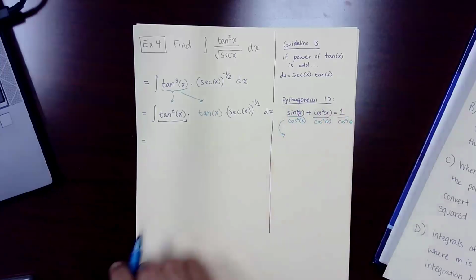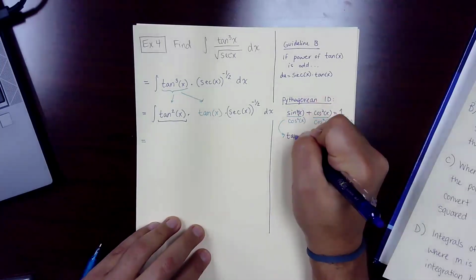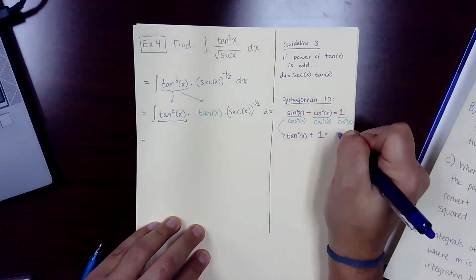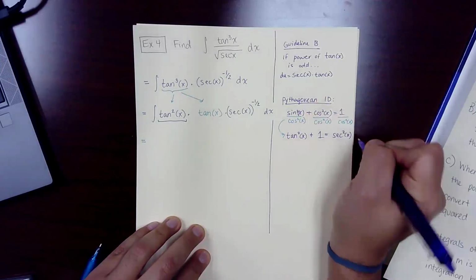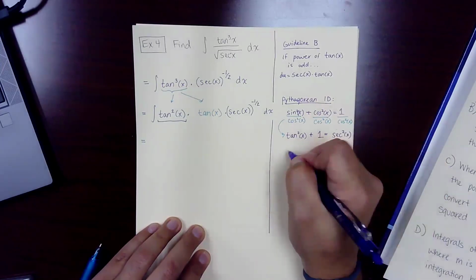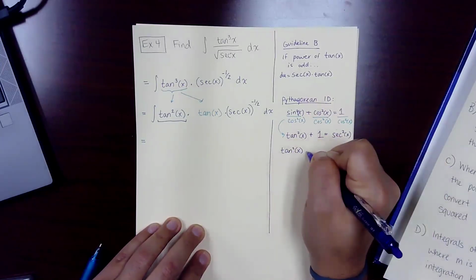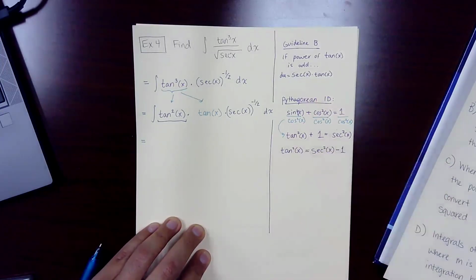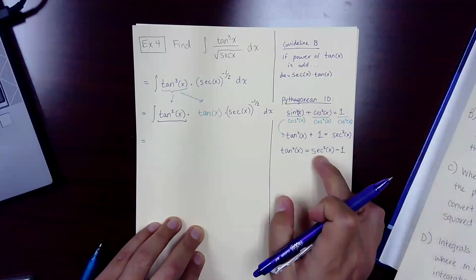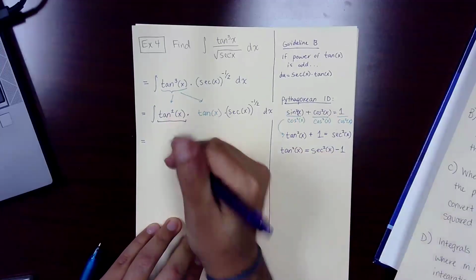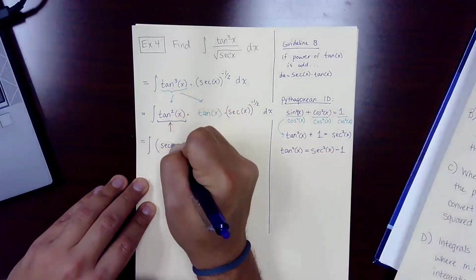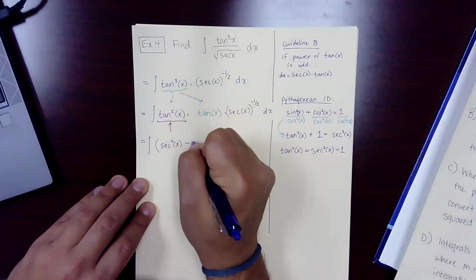So that now this becomes tangent squared of x plus 1 is equal to secant squared of x. And that means that tangent squared of x is equal to secant squared of x minus 1. Are you guys okay with that? Because there we were hitting a roadblock, but now we're going to have this secant squared of x minus 1 replacing this guy here. So we're taking the integral of secant squared of x minus 1.